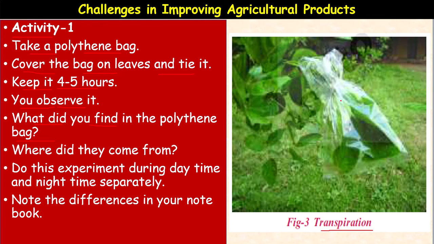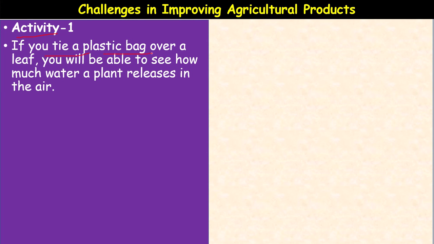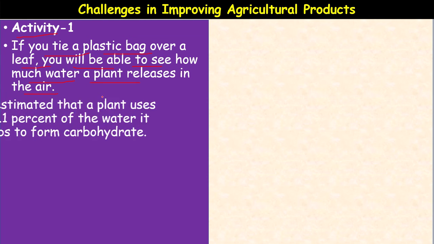When we tie a polythene cover keeping the leaves inside, we have not detached the leaves; they are still attached to the plant. During daytime, of the water which is absorbed through the roots, only 2% is used by the plant for photosynthesis, but the remaining water will be eliminated through the leaf apertures, called stomata. That process is called transpiration. You will find the water droplets inside the cover after 4 to 5 hours. If you tie a plastic bag over a leaf, you will be able to see how much water a plant releases into the air.